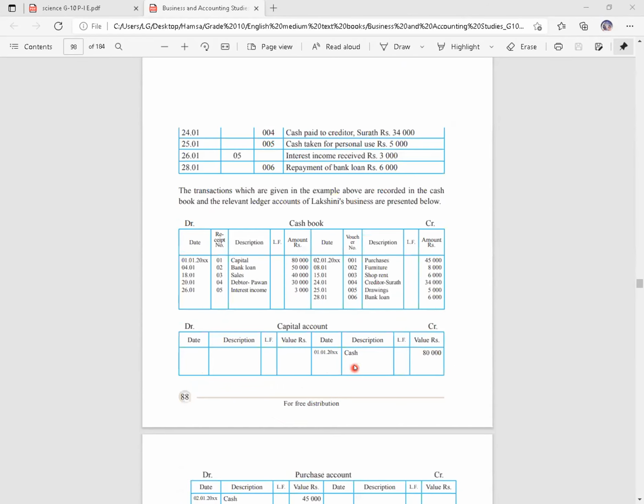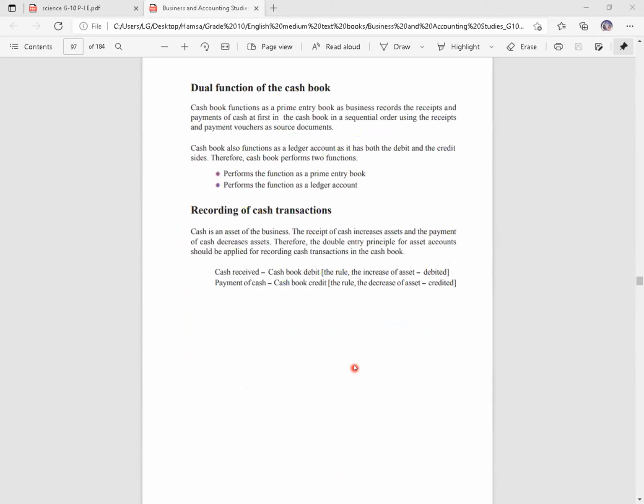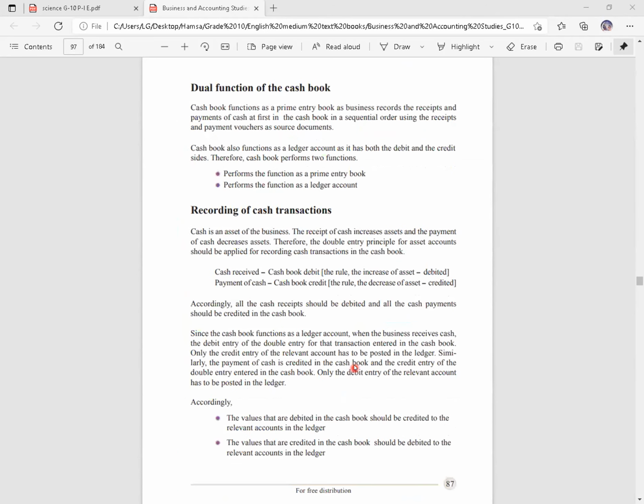Right. Shall we quickly write a small note on this? Okay. Write the heading: dual function of the cash book.